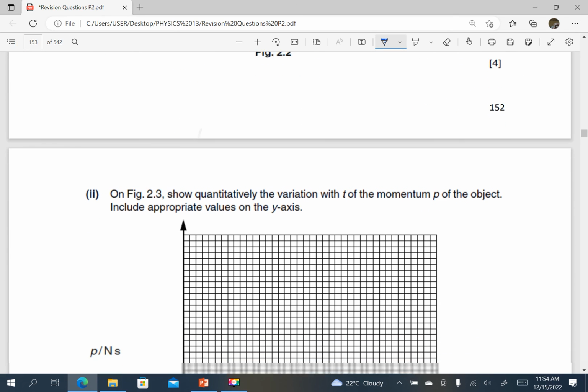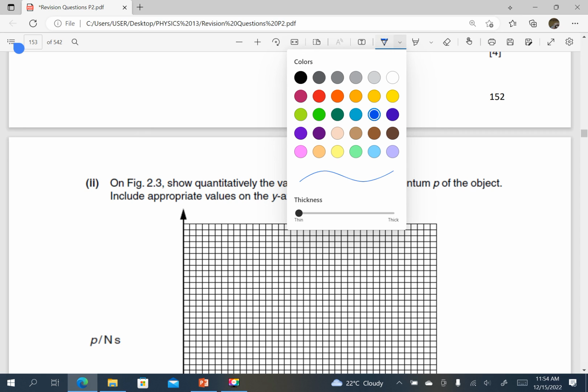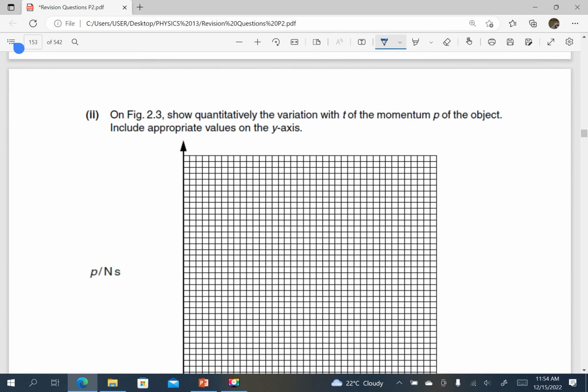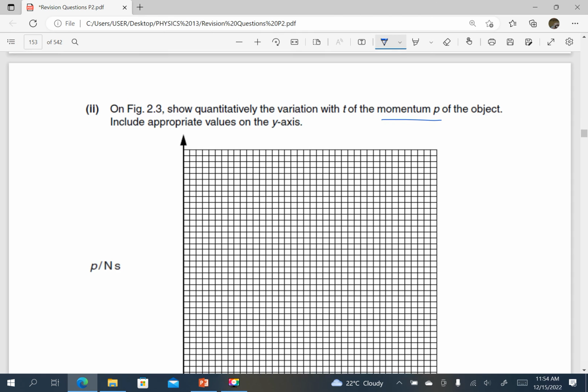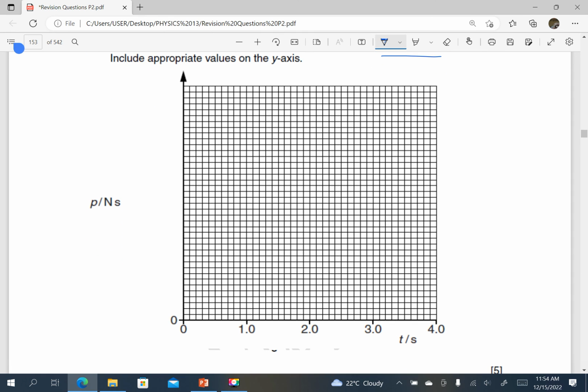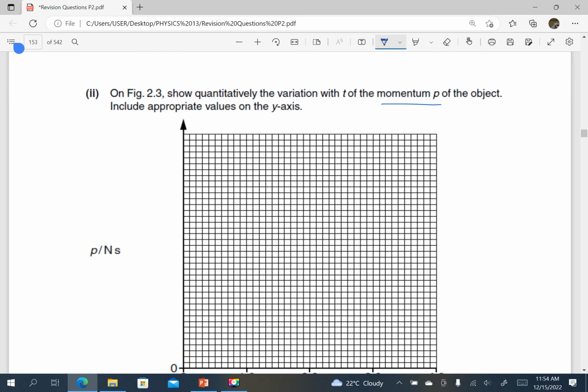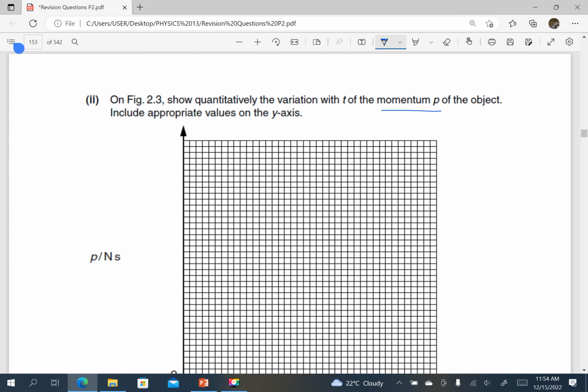On figure 2.3, which is here below, show quantitatively, meaning we have again to calculate the variation with the time t of the momentum p of the object. Include appropriate values on the y-axis. We want momentum this time. Remember, force is the rate of change of momentum. Force equals the rate of change of momentum. So it means the change in momentum is going to be equal to force times time.